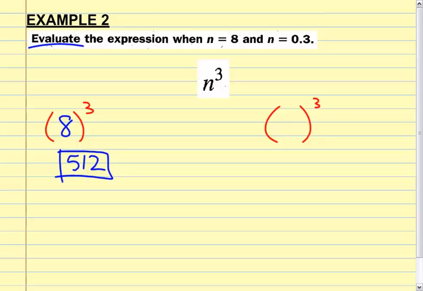What do I put in these parentheses over here? 0.3. And who can tell me what is 0.3 times 0.3 times 0.3? 27 thousandths? Let's see, that's 0.027. That's what 27 thousandths looks like. Is that right? Okay. Nice. Everybody happy with this?